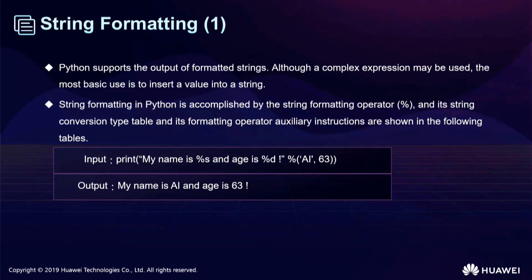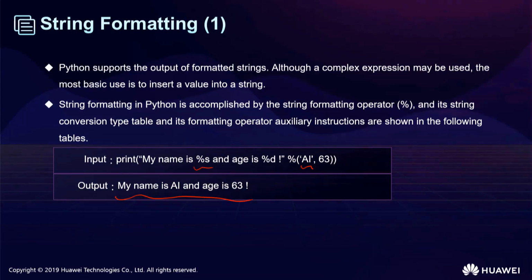We often insert a value into a string to stand for many complex expressions, so we use the string formatting operator. The string formatting operator is %. For example, if I want to print the sentence my name is AI and age is 33, we can insert the string AI and the number 33 into the string format.